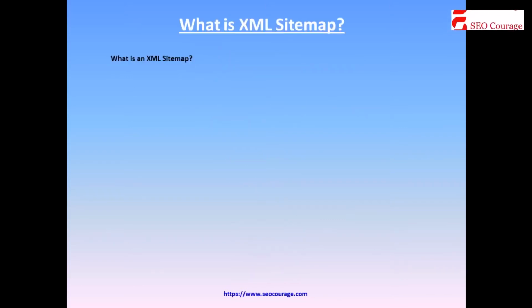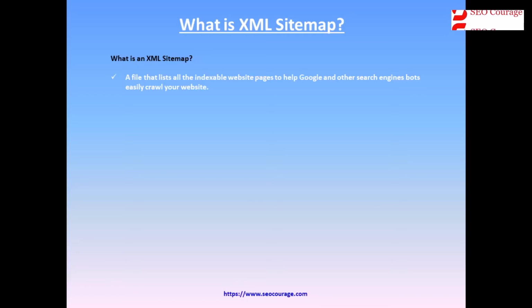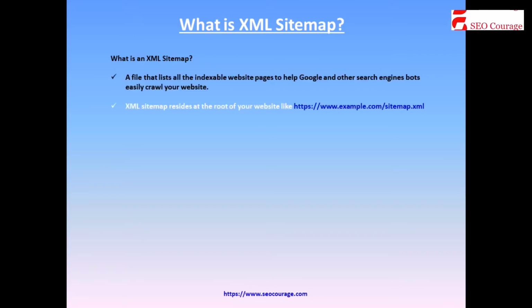So we start with what is an XML sitemap. It's like a file that lists all your indexable website pages for which you want to rank, and Google and other search engine bots easily crawl your website if you have an XML sitemap on your website. The other thing to consider here is that you should have the XML sitemap at the root of your website, like you can see here, example.com/sitemap.xml.